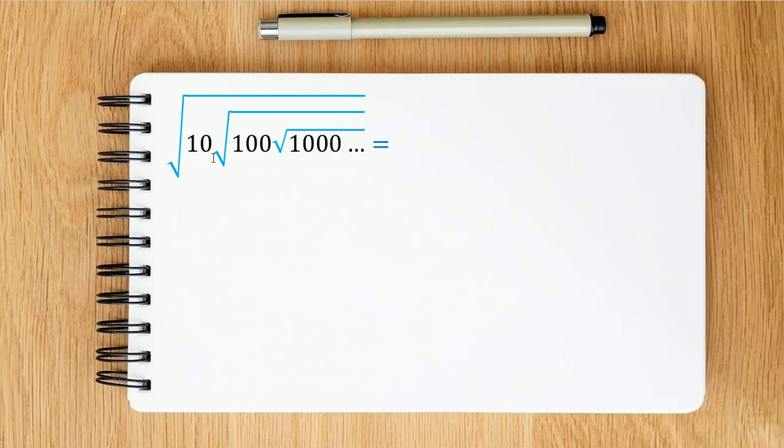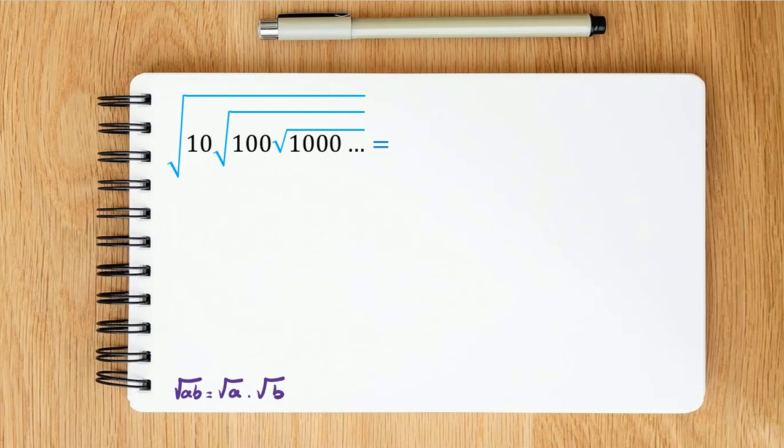Square root of 10 times square root of 100 times square root of 1000 and so on is what? So for solving this problem, we write it as a product of different terms. We want to use a famous thing: square root of AB, when A and B are positive, we can write it as square root of A times B.